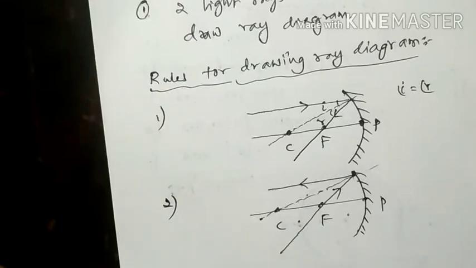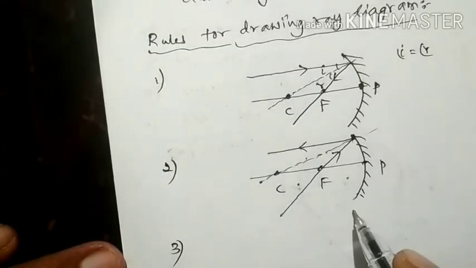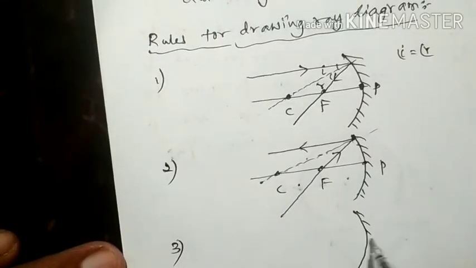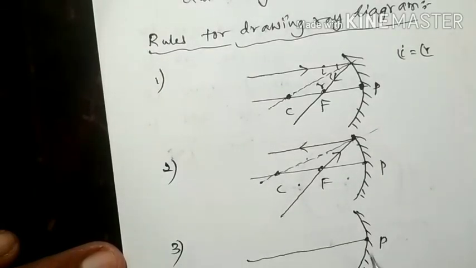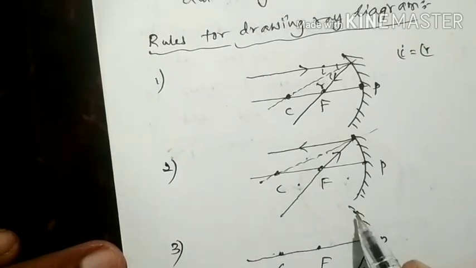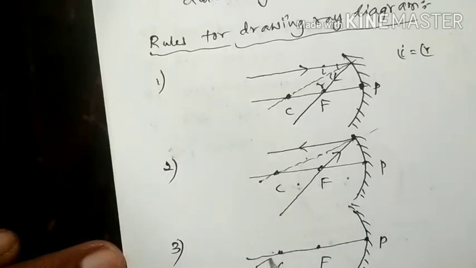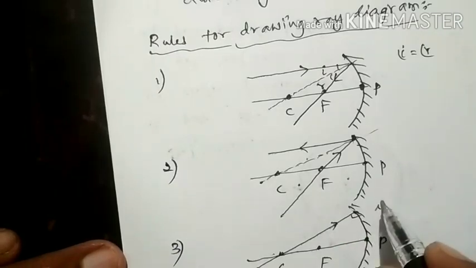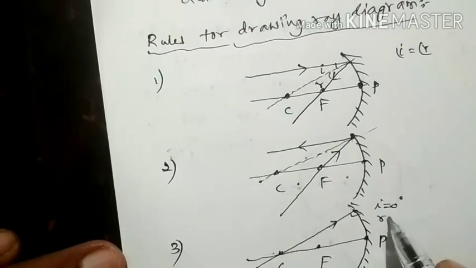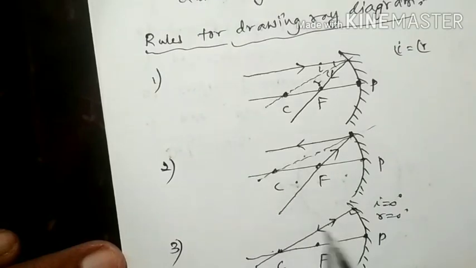And the third one, a light ray passing through the center of curvature. Just consider the statement. It is easy for you. You can write the notes also. This is a light ray passing through the center of curvature. Center of curvature means, as we have already seen, this is the normal. At this point this angle is 90. So what is the angle of incidence here? 0. What is the angle of reflection? Again 0. So the light ray is reflected back along the same direction.